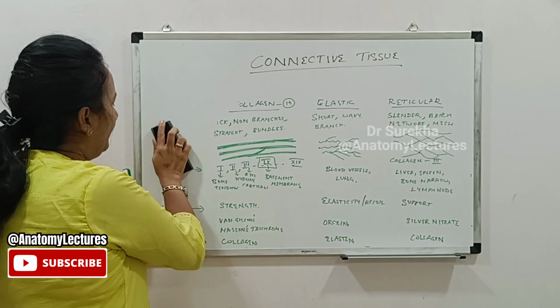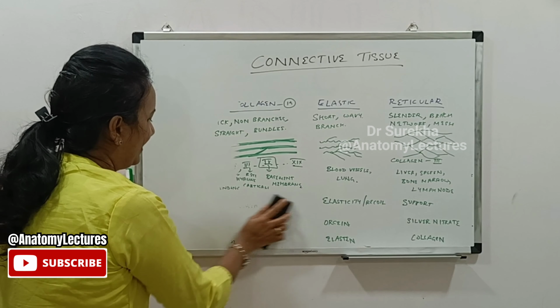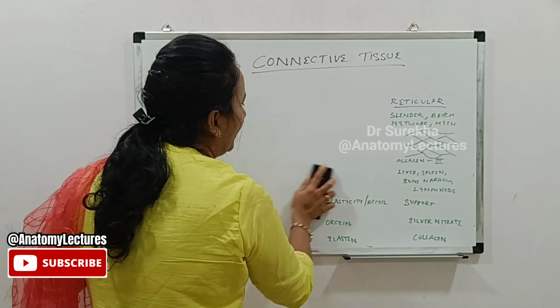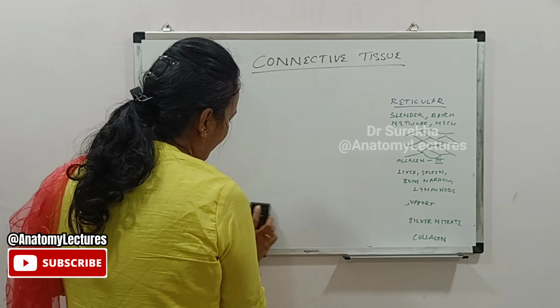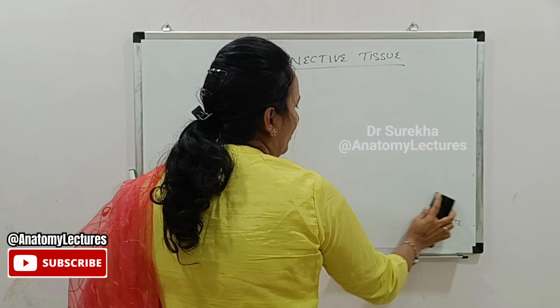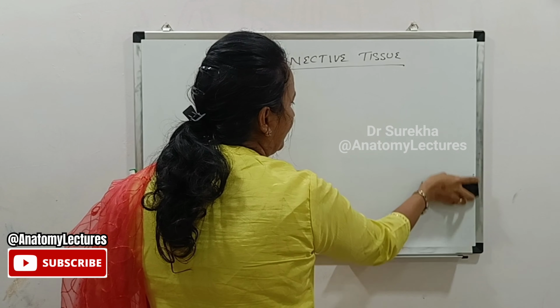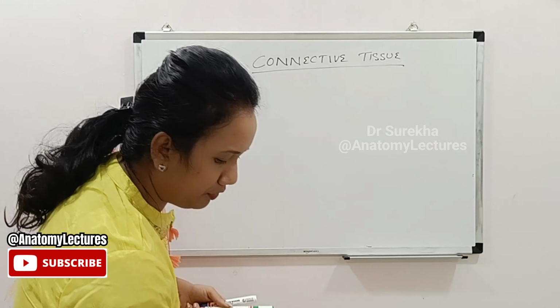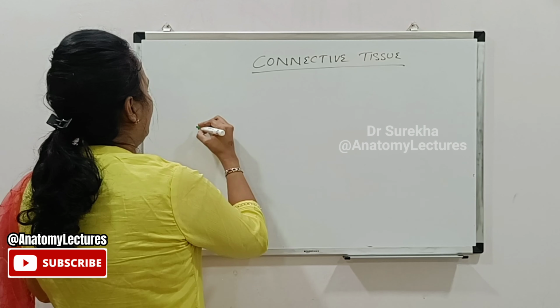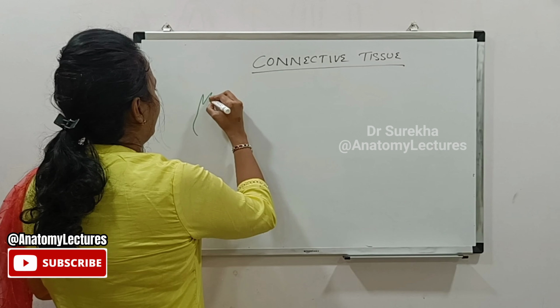Now we have a look at the cells. What are all the cells which are present in this connective tissue? We have described a few cells. We have described the free cells and the wandering cells. Now we will have a look at the important cells which have important functions. So the fibroblast.